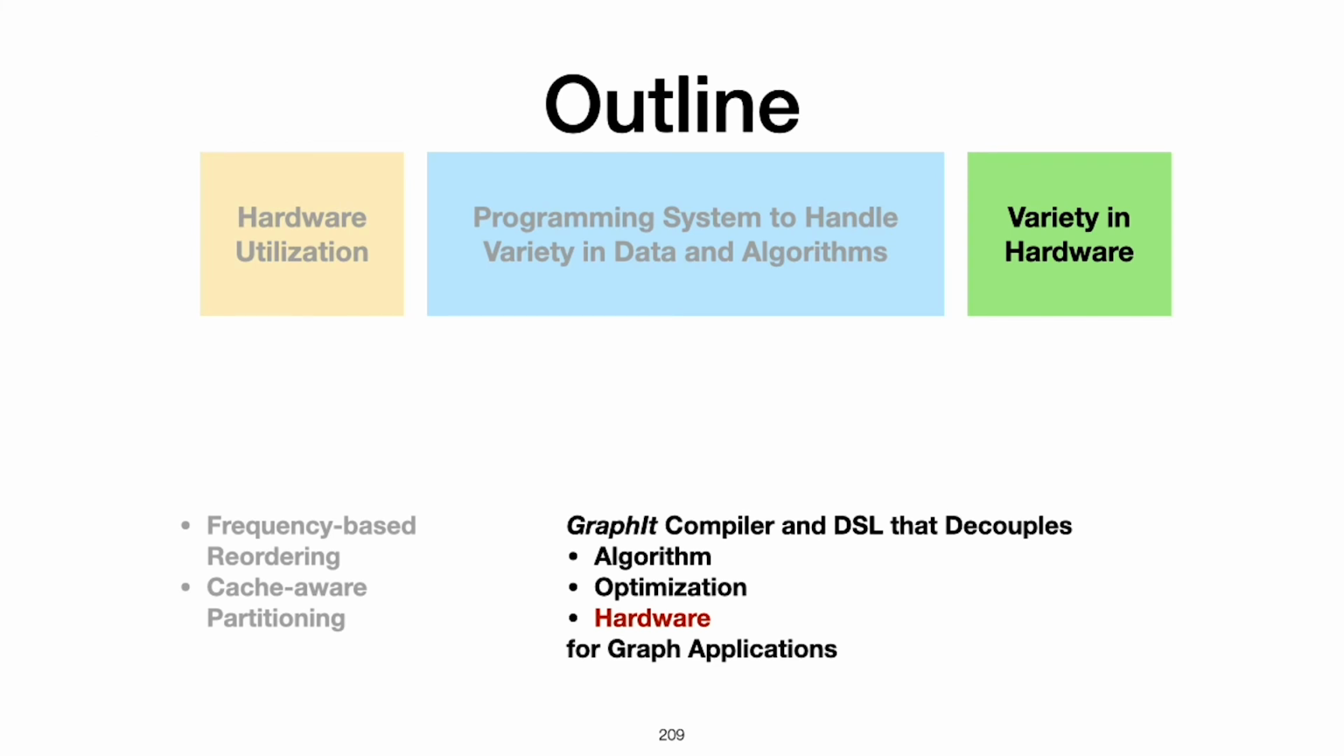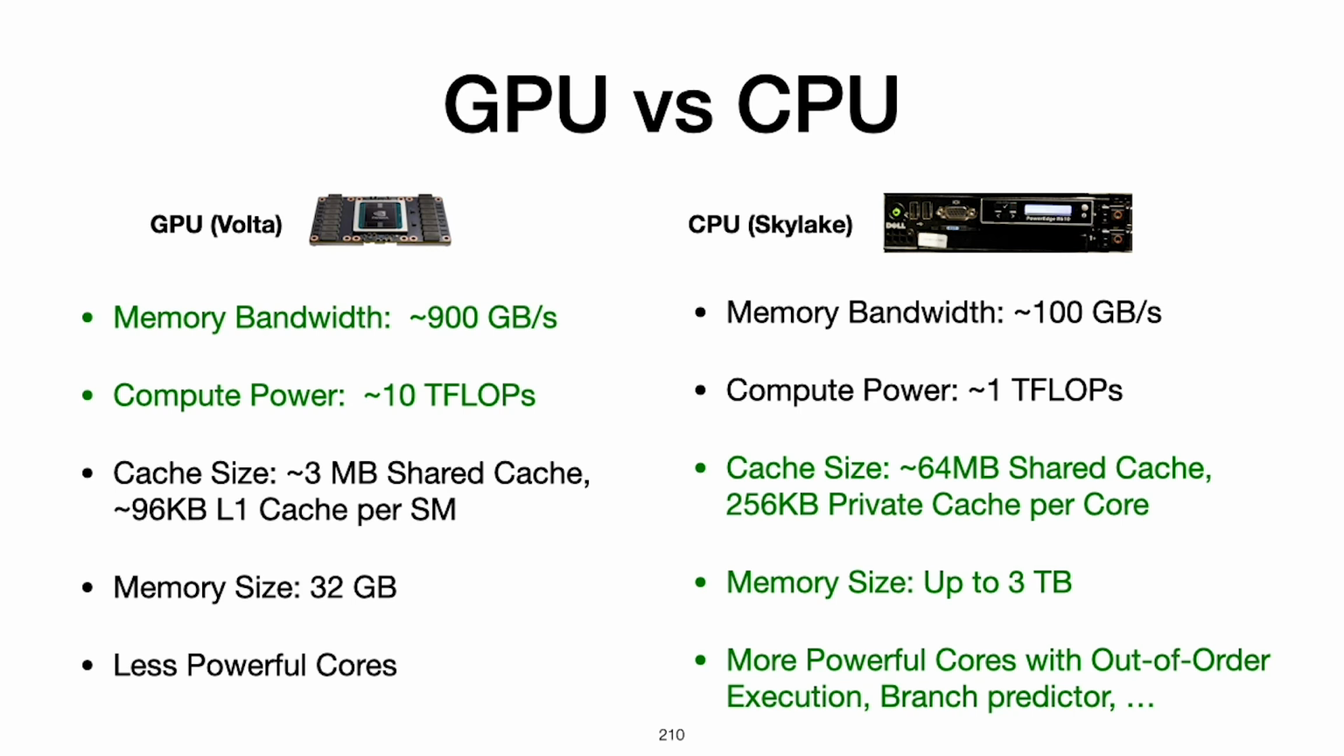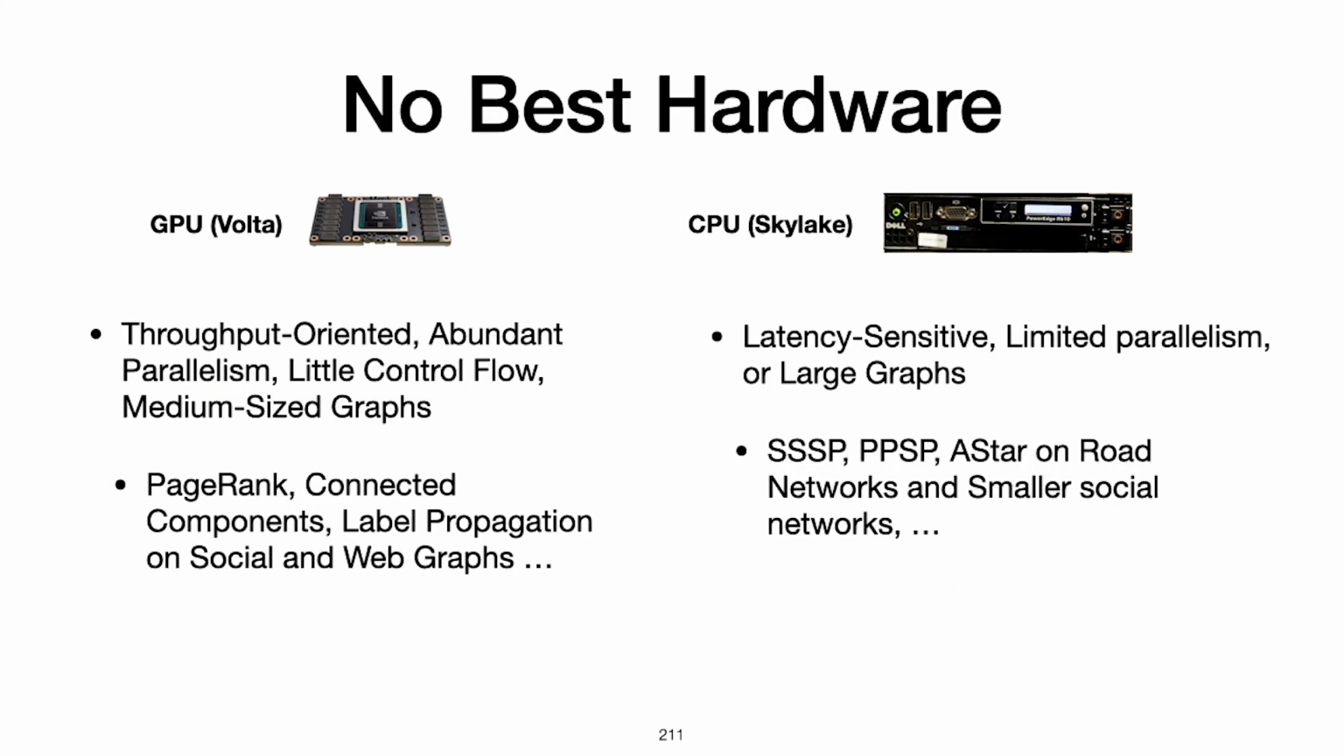So I'm going to switch gears finally and look at hardware. What hardware will give you the best performance for graph computation? It depends. Certain hardware, something like GPUs, have very good memory bandwidth and a huge amount of compute power. However, CPUs have much larger caches, much bigger memory, and a lot more out-of-order execution with things like branch prediction available. So what's the best hardware?